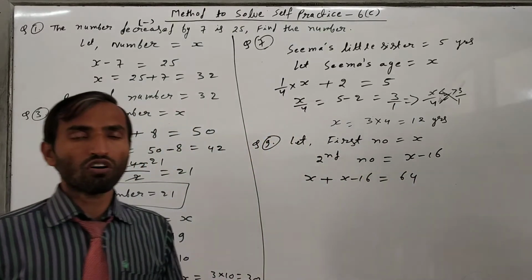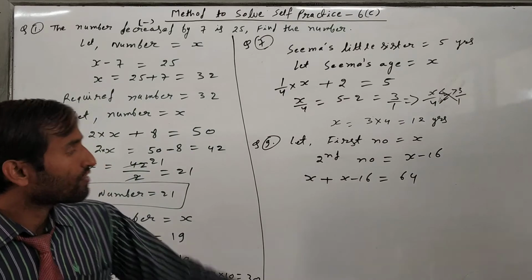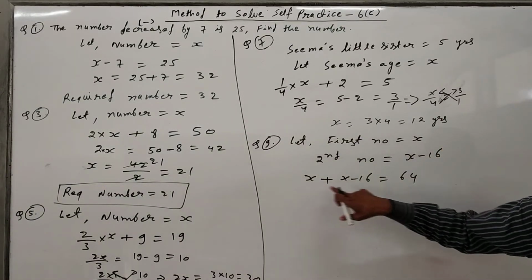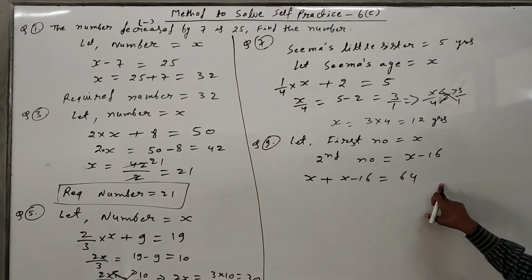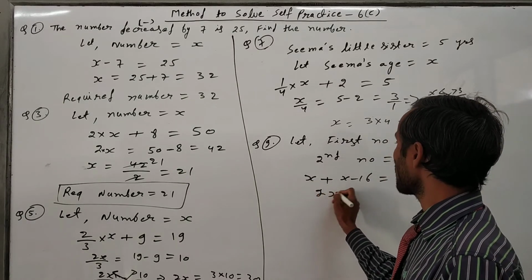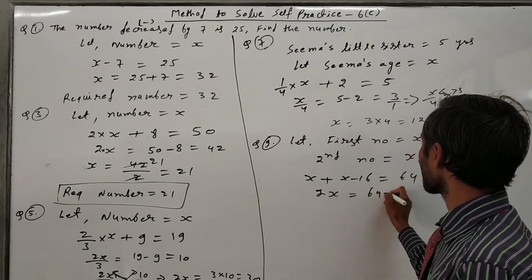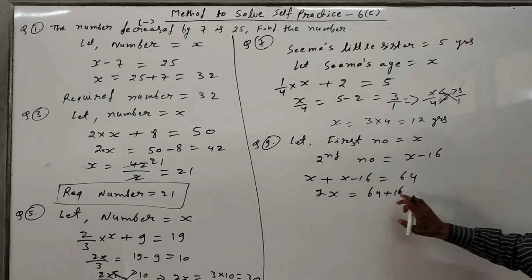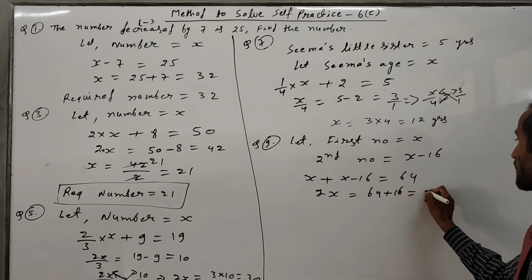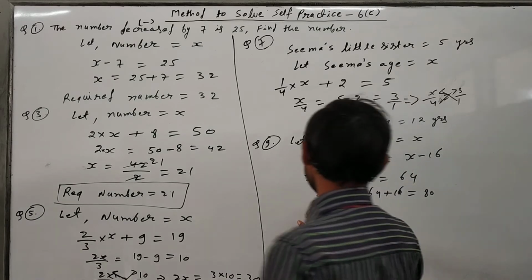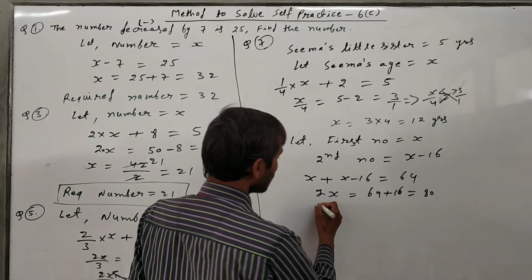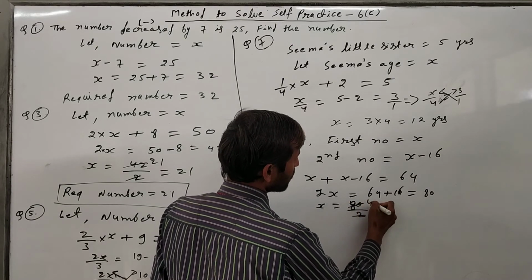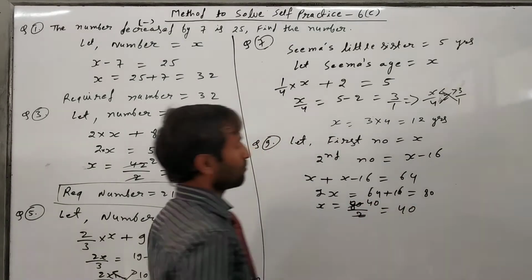Now we have to find the value of x. This x will be added to this x, and this 16 is shifted to this side. So x plus x, 2x, is equal to 64 plus 16. Adding both, it will be equal to 80. Now this 2 goes to that side as division. So x is equal to 80 upon 2, we cancel out, 40 will come. Final answer is 40.